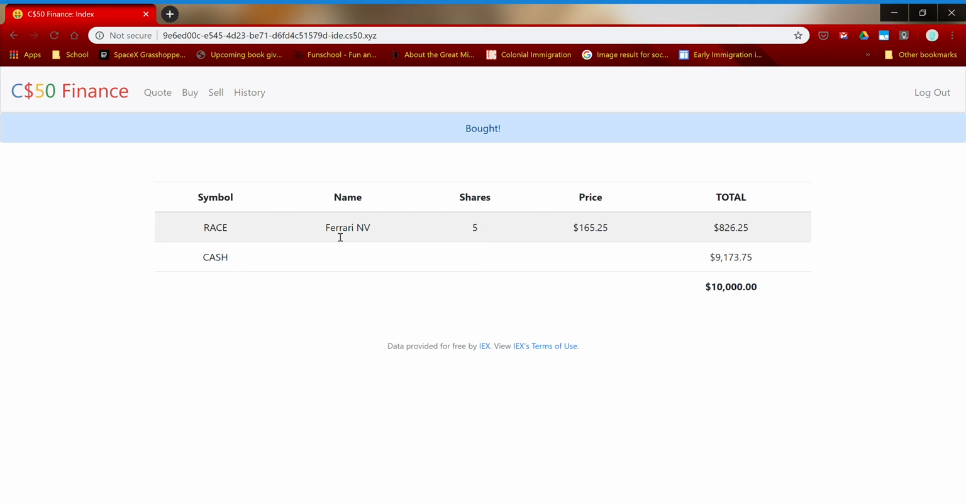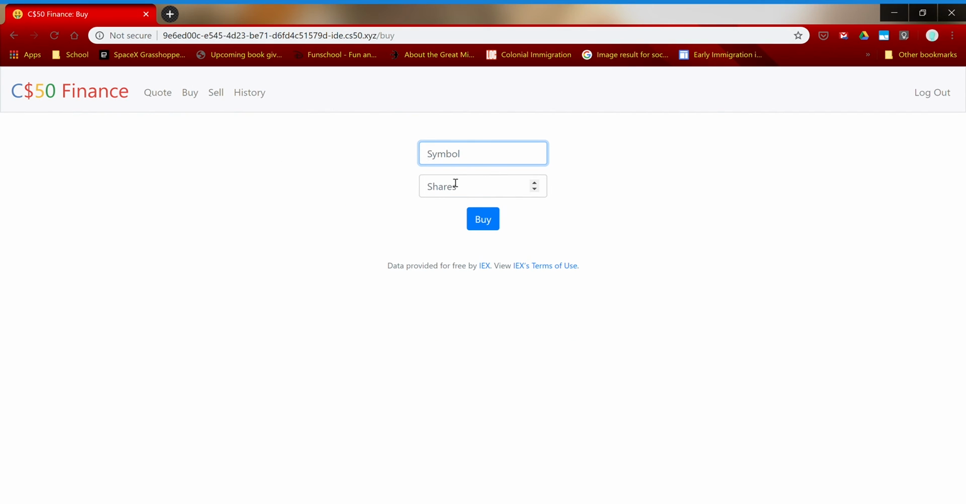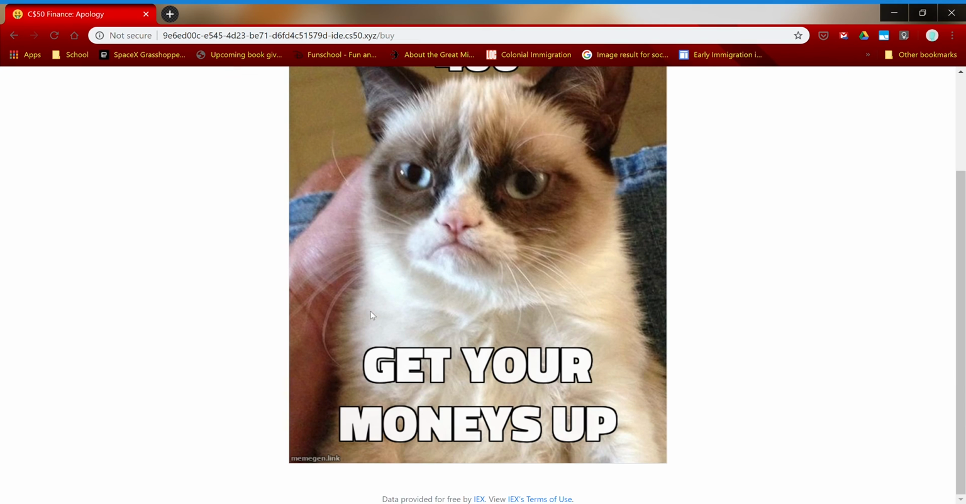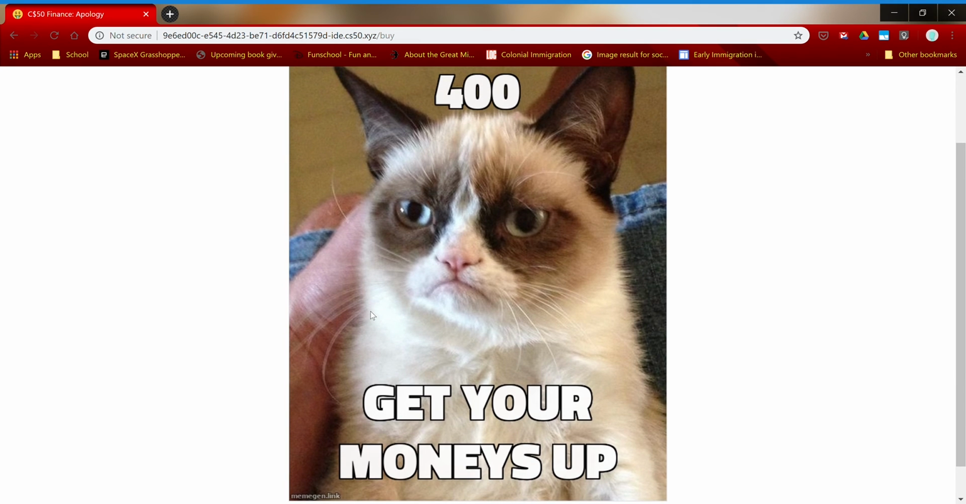Now, let's go back and be unwise automotive investors this time and buy some shares of Tesla, since we thought that presentation about the pickup truck was so great. You know, bulletproof glass being broken by a metal ball is always a great thing. So let's go back to buy, and we know Tesla is TSLA, and since we're not really paying attention, who needs to quote things? And let's say we buy 1,000 shares because we really were sold by that presentation. Grumpy Cat says to get our monies up.